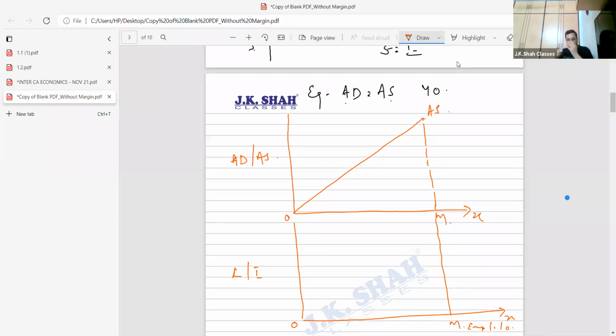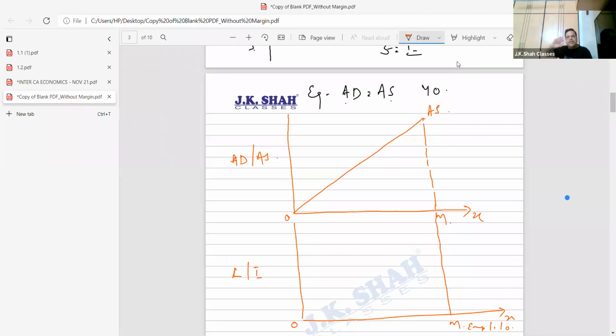In aggregate supply, sellers are selling, and in aggregate demand, buyers are buying. Think now, this is so common sense. If sellers are selling 100 and buyers are buying 40, how will equilibrium be achieved? I'm selling 100 and you're buying only 40. That means supply is more, demand is less. Then I will not produce more, and there will be unemployment in the country.